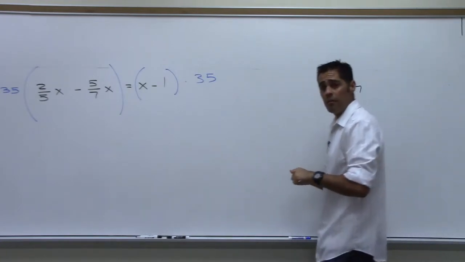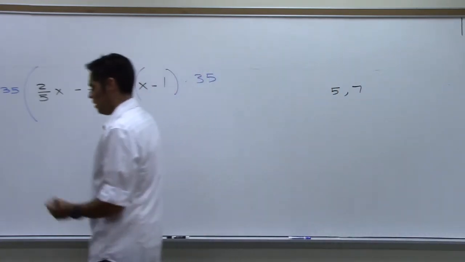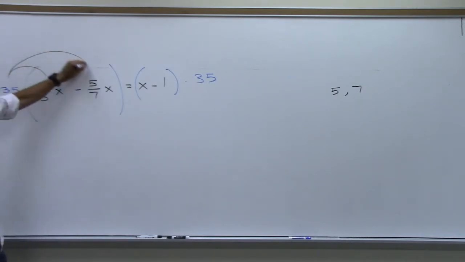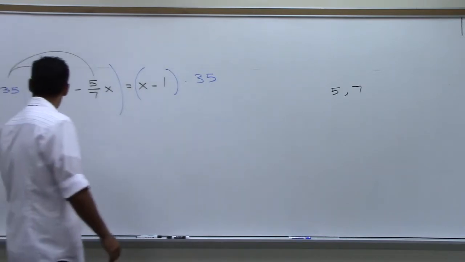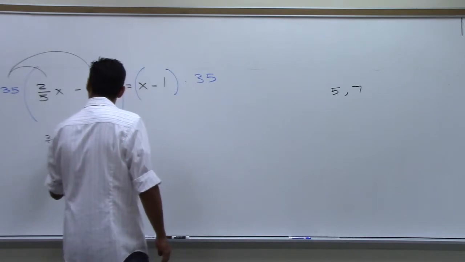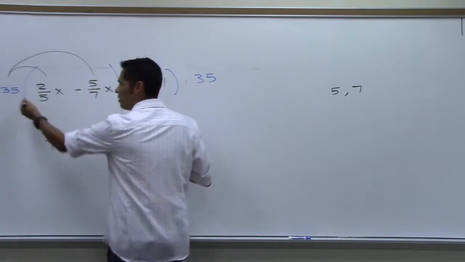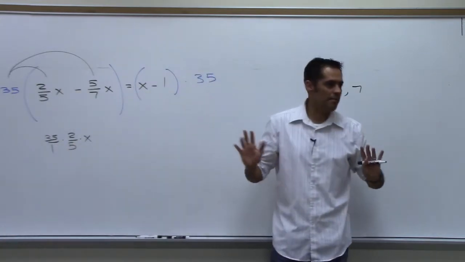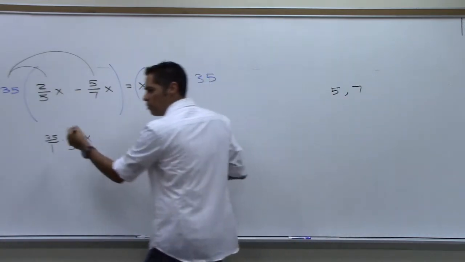This is called clearing the fractions. Now when you do this first multiplication, you distribute through, right? We have to do this here and here. Think about what this first multiplication is. It's the number 35 times 2/5 times x, right? So I could write this as 35 over 1 times 2 over 5 times x. That's what that is, technically speaking. Now I know some of you are just going to say that's 14x and be happy, and that's okay. But this is what we're doing.